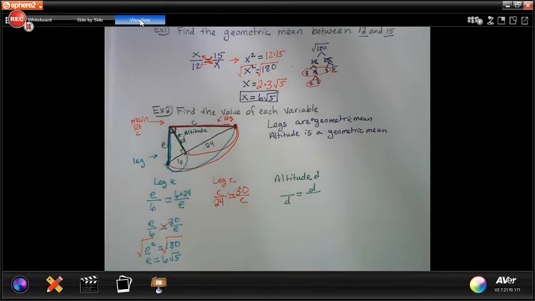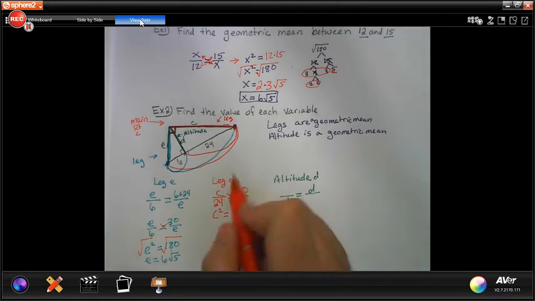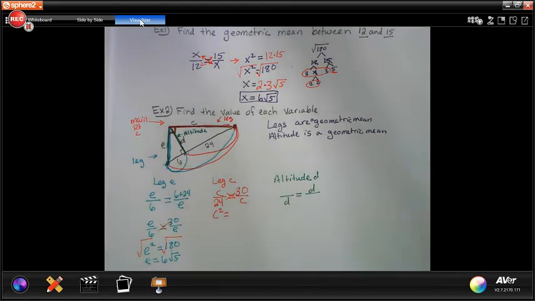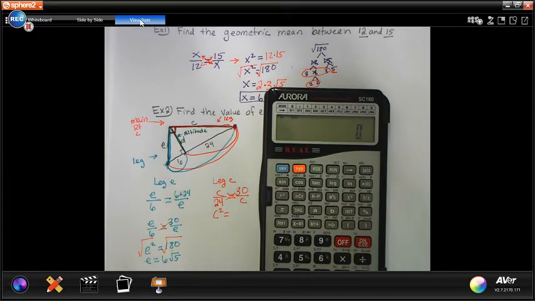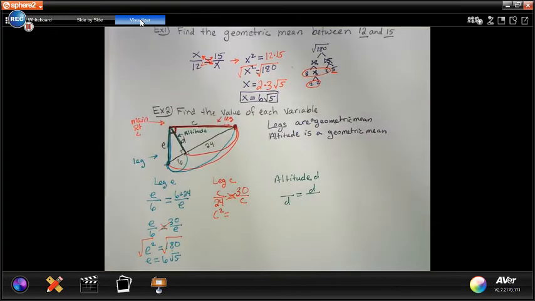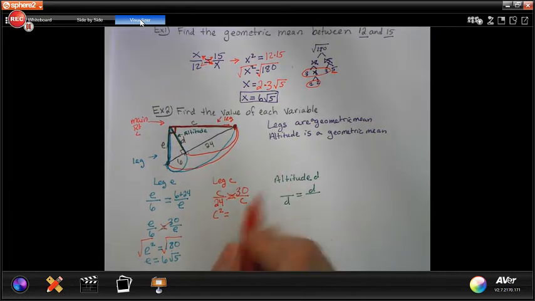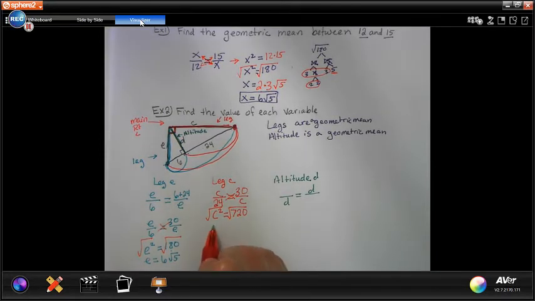So when I cross this way, I get C squared equals, then I cross this way. I want to say it's going to be 720, but I'm not really sure. I haven't done the math yet. So I have 24 times 30 equals 720. Then C squared, square root both sides. So I get C equals the square root of 720.